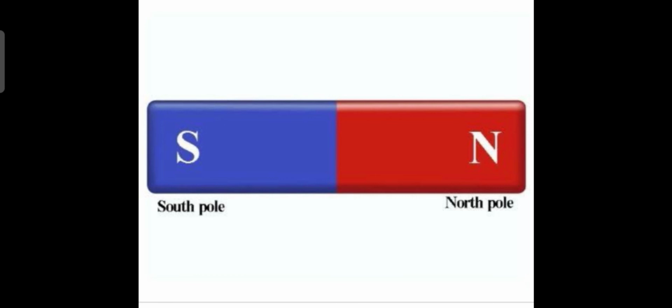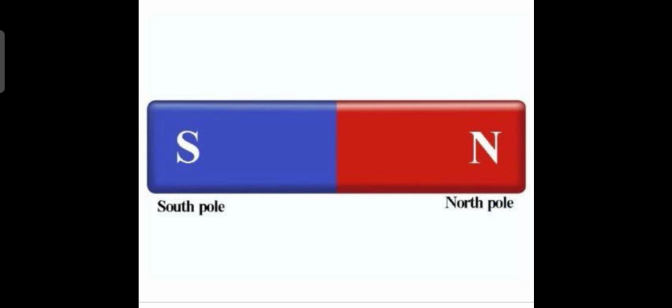So now we have studied that for a bar magnet, or every magnet, there are two ends. And what are these ends called? They are known as poles. Which are the two poles of a magnet? North pole and south pole. So these are the two poles of the magnet, south pole and north pole. These are the two ends of the magnet.